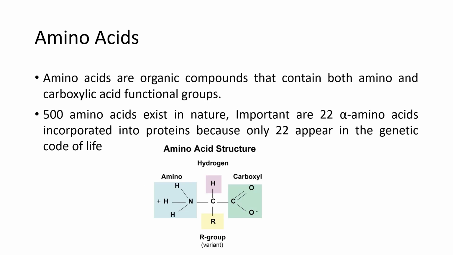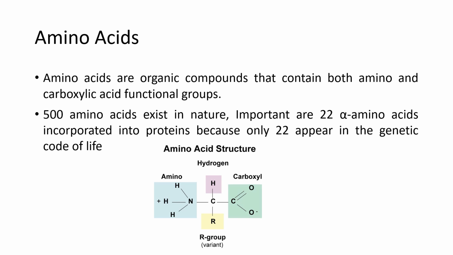What are amino acids? Amino acids are organic compounds that contain both amino and carboxylic acid functional groups. Very important. Amino groups are very important. There are 500 amino acids that exist in nature, right? But for MCAT, we will be only studying 22 alpha amino acids, and we'll talk about what alpha is in the future slides. Only 22 appear in the genetic code of life, and that's why we'll be only studying 22.